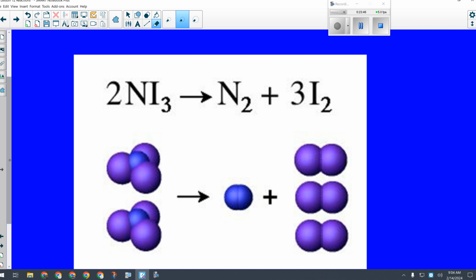In the end, do I have the same amount of matter on both sides? Well, here's how I find out. This 2 means there's 2 of these, 2 nitrogens then, right? 2 times 1 is 2. Over here there are 2. 2 times 3 is 6. 3 times 2 is 6. I'm good. It's all balanced. All right, everybody good with that one?